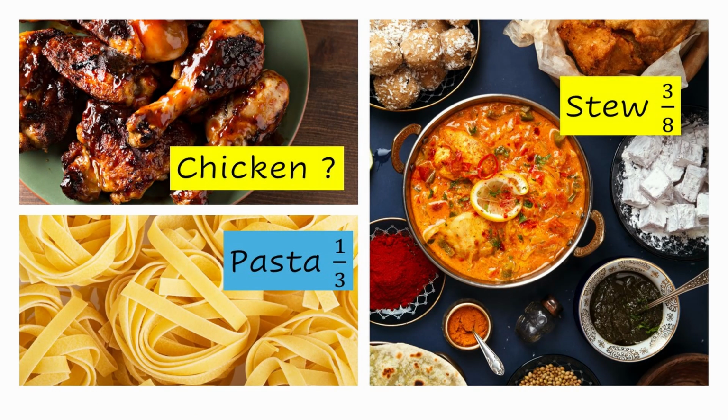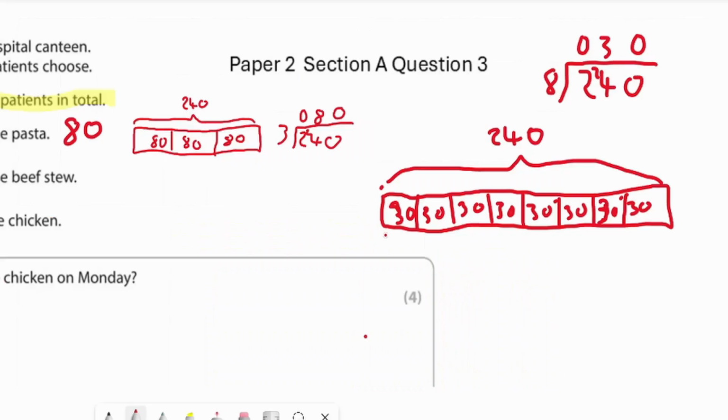In this case, we want 3/8 of the patients who chose beef stew. This actually means that's going to be 3 parts chose beef stew here. So looking at the bar diagram, we can see that is 3 lots of 30. So that means it's 90 people chose beef stew. So let's make a note of that.